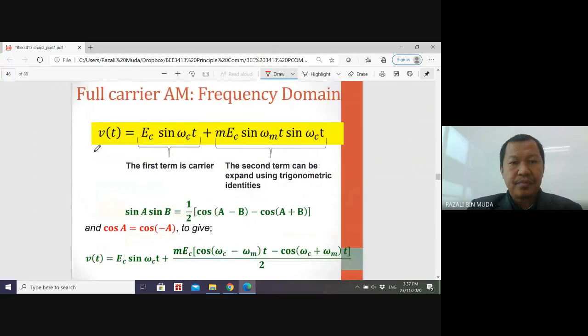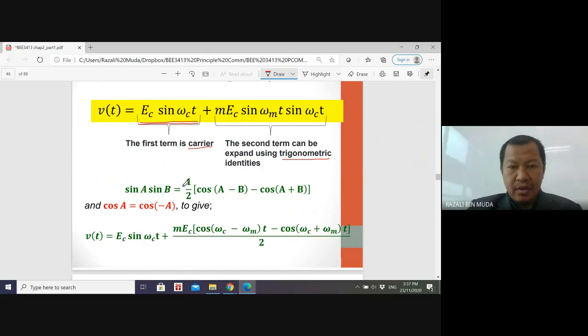Okay. So the first term is the carrier, Ec sine omega c t. This is a very familiar equation. So this term is representing the carrier signal. But the second term can be expanded using a trigonometric identity. So this second term needs to be solved using trigonometry.